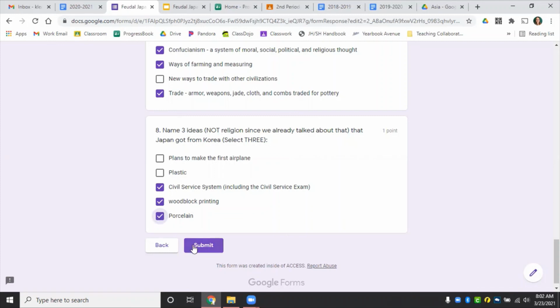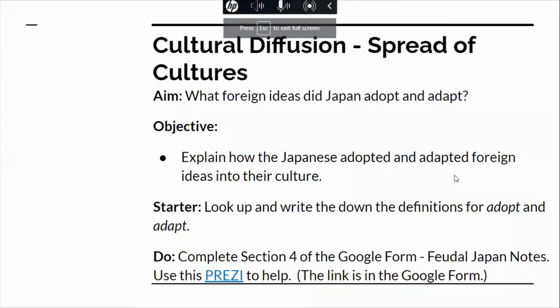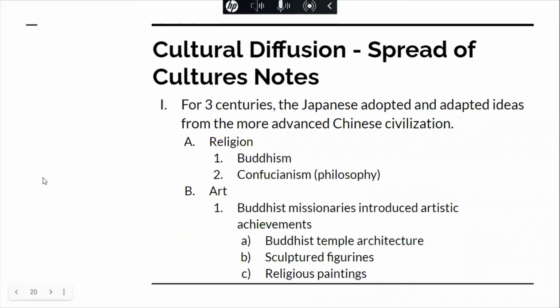All right, you have not completed section 1, section 2, and section 3. Hit submit to save, but you do need to go back and finish those so that you're not missing the points from them. Okay, but if you're all done, click submit, and your score should now be accurate if you hit view scored. All right, so after you've submitted that Google form, we're just going to recap here a few of these notes on cultural diffusion throughout Japan. So we'll go back to the Google slides.